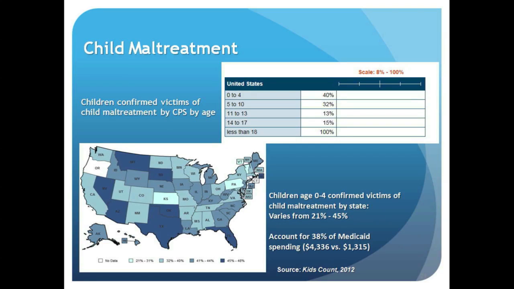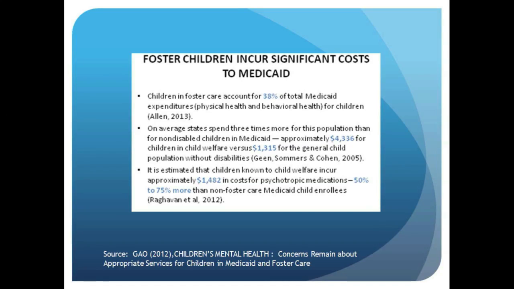Maltreated children account for 38% of Medicaid spending, even though they're a much smaller percentage of the Medicaid population. The average cost per year for a child who's been a victim of child abuse is a little over $4,000 compared to a little over $1,000 for a child who has not been a victim. This is primarily because of mental health costs and other costs associated with psychological counseling and other services. Again, more information about the foster children and the cost to Medicaid.